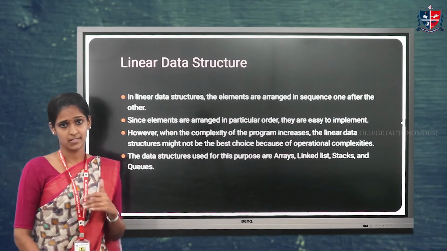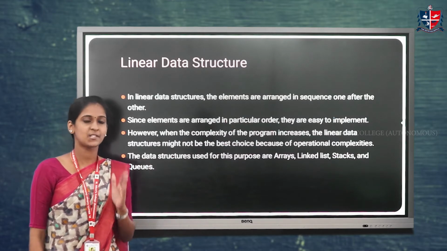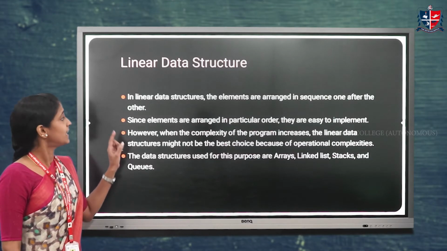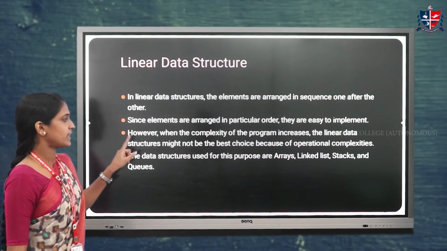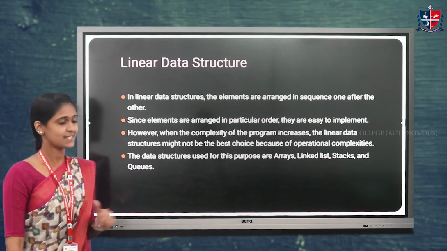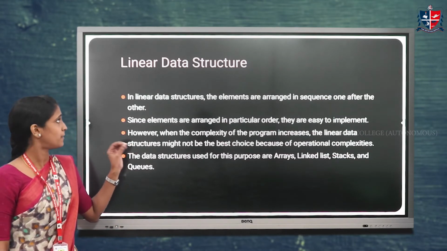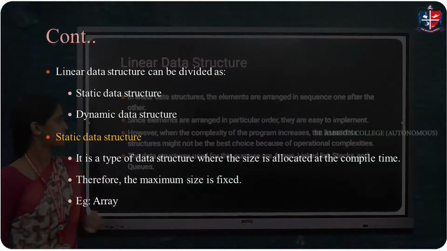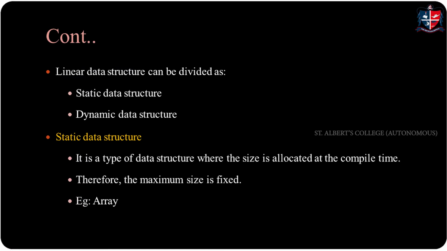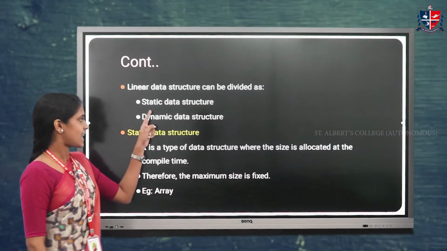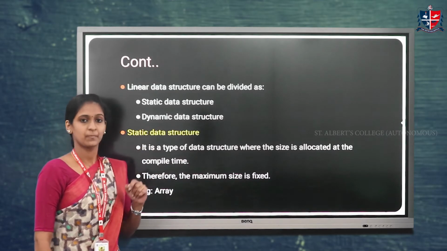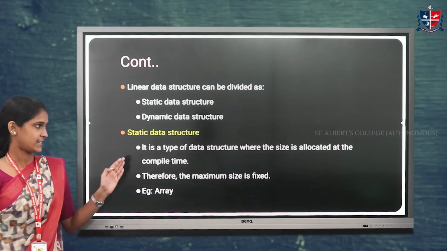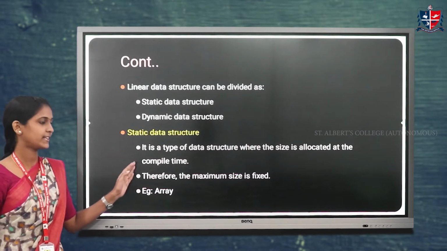What are linear data structures? In linear data structures, the elements are stored in a sequential order. A particular order will be there; the elements are stored in a sequence. When the complexity of the program increases, it is not ideal to choose a linear data structure, because the complexity gets increased. I already told that the linear data structure can be classified as static and dynamic data structure. In the case of a static data structure, we allocate the size during compile time.